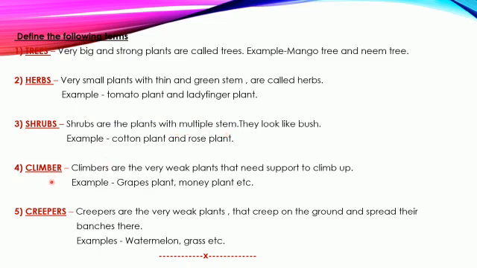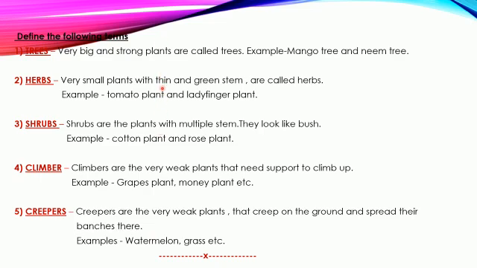Then climber. Climbers are very weak plants that need support to climb up. So it is very clear from the name only. Climbers, they climb. Example, grapevine plant and money plant. Creepers, they are also very weak plants and they creep on the ground and spread their branches. Examples are watermelon and grass. So you have to write all these definitions in your classwork copy and also learn them.